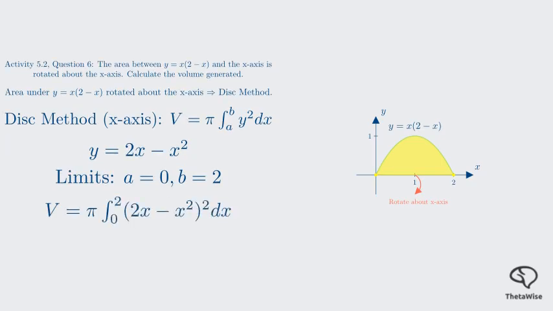Now we can set up our integral. V equals pi times the integral from 0 to 2 of the quantity 2x minus x squared, squared, dx. This looks like a potentially complicated integral, but the first step is to expand the binomial inside the integral.